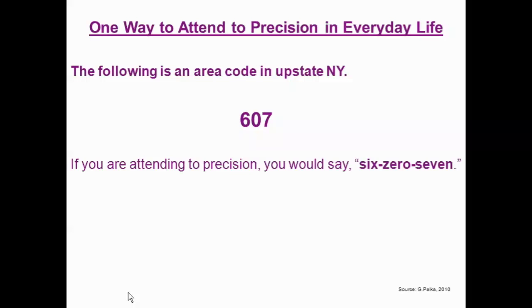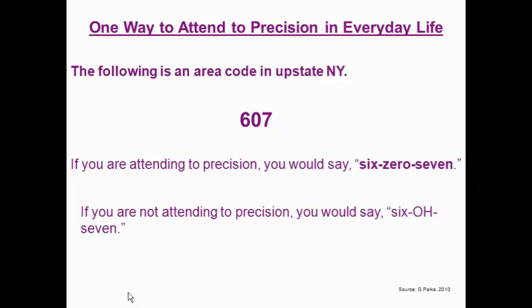If you say this number to yourself, if you're attending to precision, you'd say 607. And if you're not attending to precision, you would say 607. Now, people make fun of me for being so persnickety about this all the time, and I just think it's a riot. But O is a letter of the alphabet, and 0 is the digit. So if we're really going to attend to precision, this is one way we could make that happen and develop our own habit of mind.